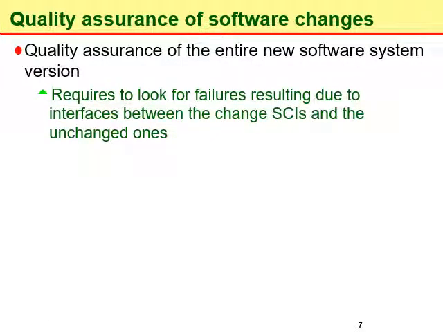The second level is quality assurance of the entire new software system version. After the changes have been incorporated and the changed software configuration items replace the former software configuration items, it is expected that the new version of the software system will function perfectly and certainly better than the older or original version of the software. However, many new versions, especially of complex software systems, actually fail.